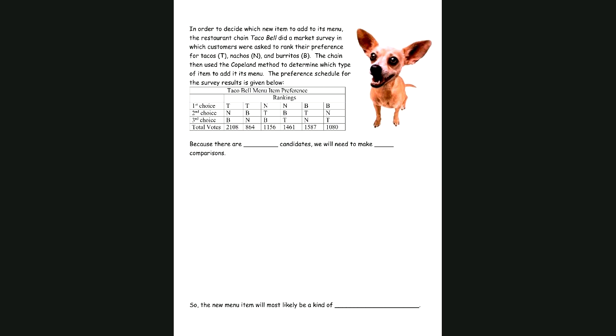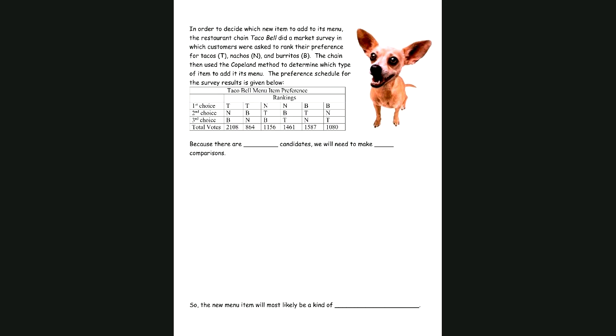If you remember, the preference schedule tells us how many voters chose a certain ranking. So 2,108 voters chose tacos first, nachos second, and burritos last. 864 voters chose tacos first, burritos second, and nachos last, and so on, right? So this is telling us how many voters had each ranking.